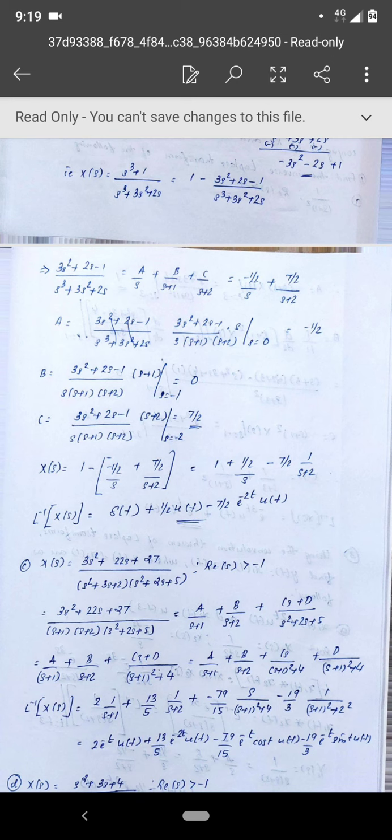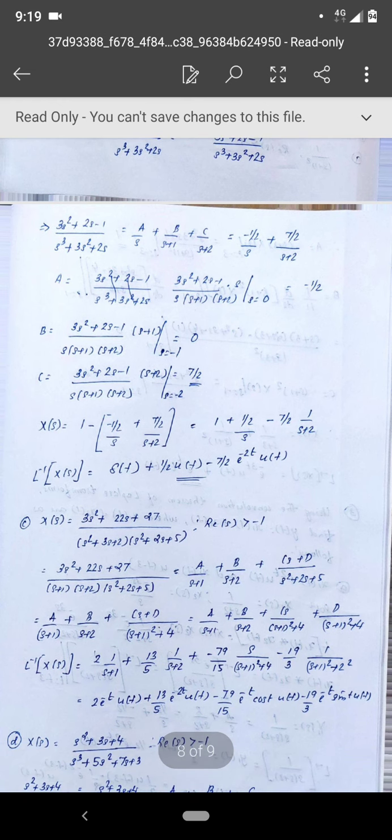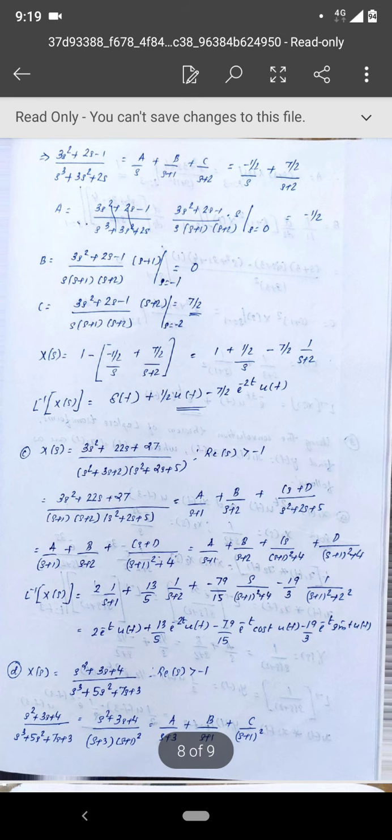So minus half will come outside. Laplace inverse of 1 by s is u of t. Then 7 by 2 will come outside. 1 by s plus 2 is nothing but e raised to minus 2t. Then Laplace inverse of 1 by s is nothing but u of t. Similarly, you can find the case of the third question also.